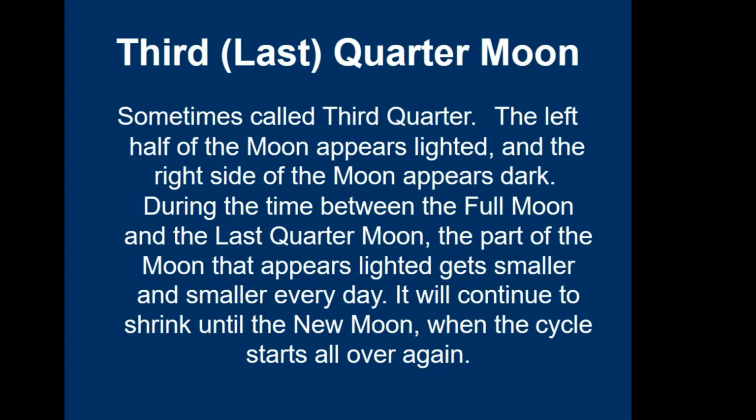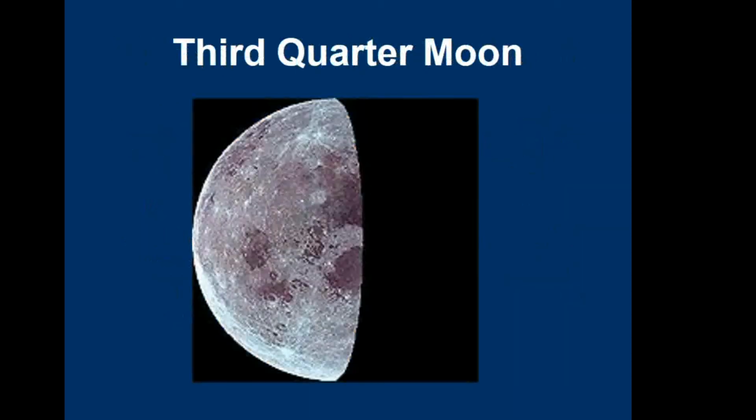The last quarter moon, sometimes called third quarter. The left half of the moon appears lighted and the right side of the moon appears dark. During the time between the full moon and the last quarter moon, the part of the moon that appears lighted gets smaller and smaller every day. It will continue to shrink until the new moon, when the cycle starts all over again.